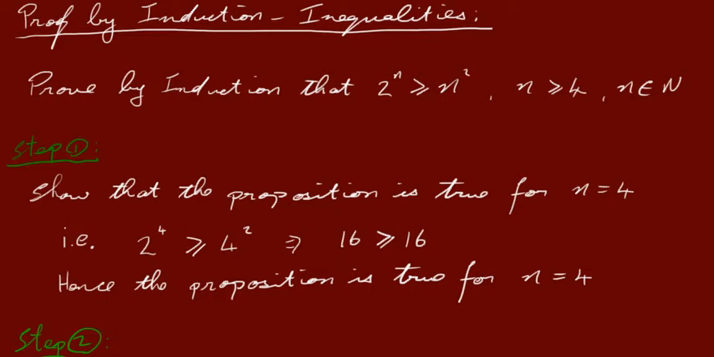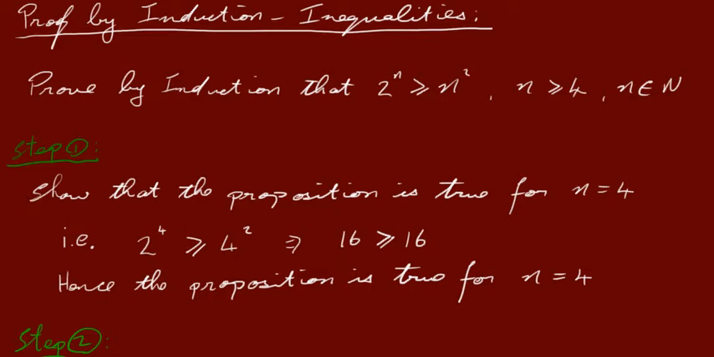I'm going to do step 1 first, and that is to show that the proposition is true for the lowest value of n that we're dealing with, and that's 4. So stick 4 into both sides of your inequality, so you get 2 to the power of 4, which is 16, and on the right hand side you'll get n squared, which is 4 to the power of 2, and that's also equal to 16. So 16 is greater than or equal to 16. So hence the proposition is true for n is equal to 4.